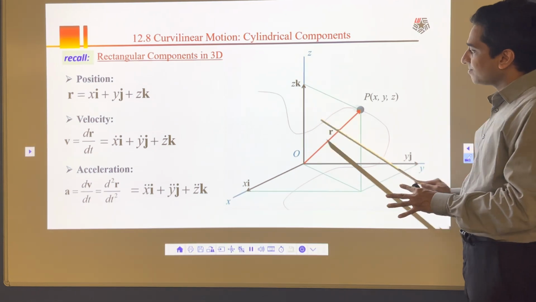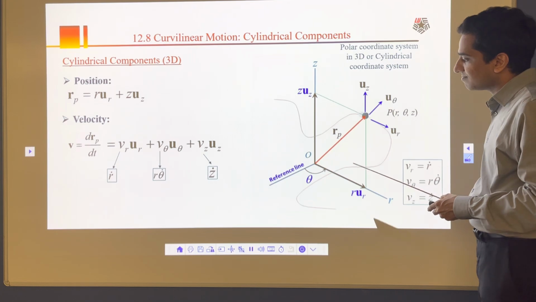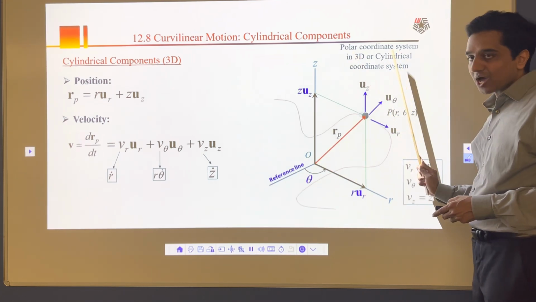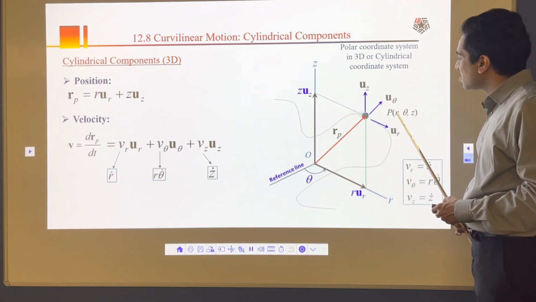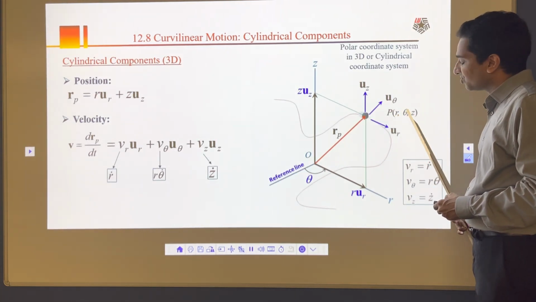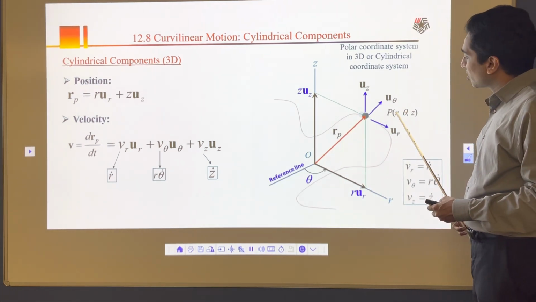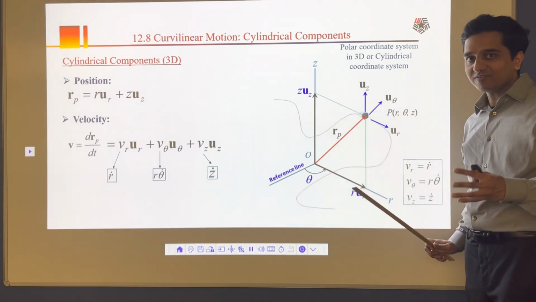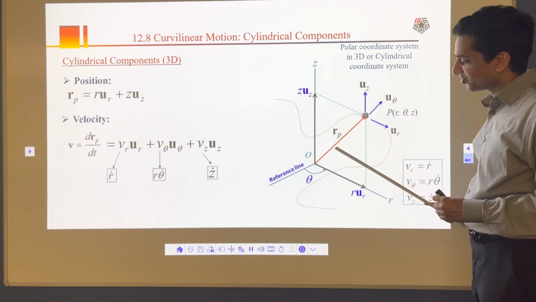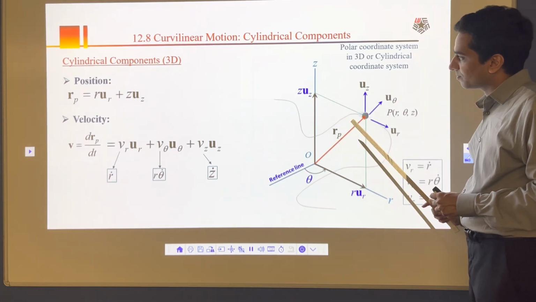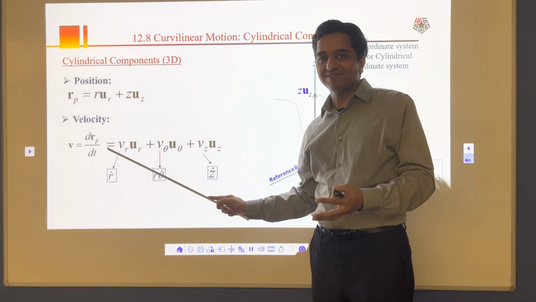Now let's assume that the same point travels the same path in a different coordinate system. It is the same point, but now we are using the polar coordinate system. Instead of x, y, z, we have r, theta, z, and we have ur, u theta, uz instead of i, j, k. If we freeze time and want to find the position, rp is given by r ur plus z uz. That's how we define the position.